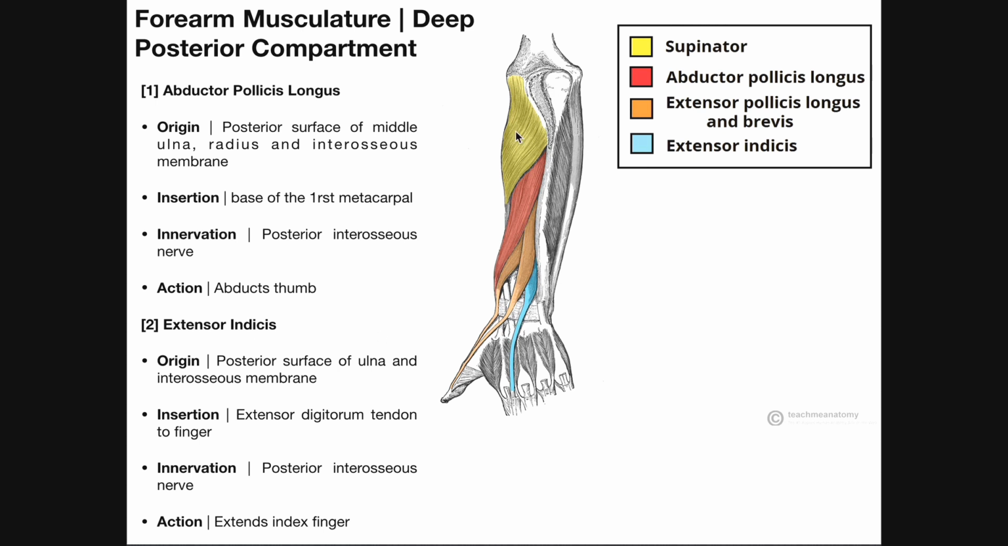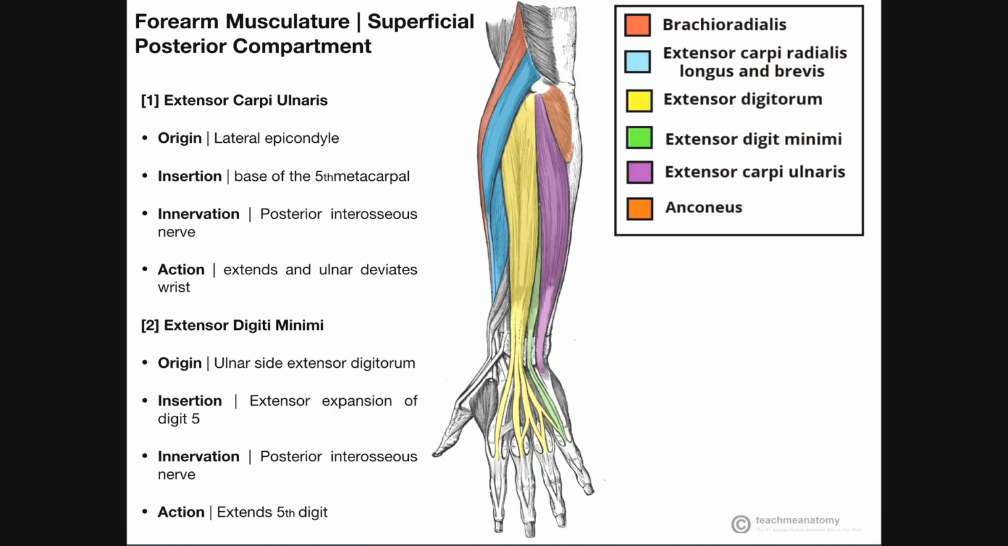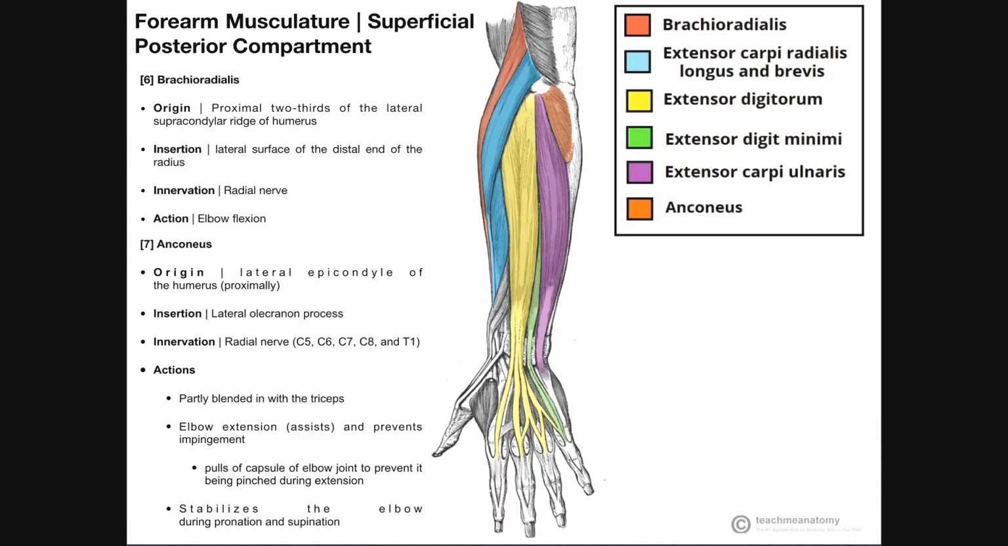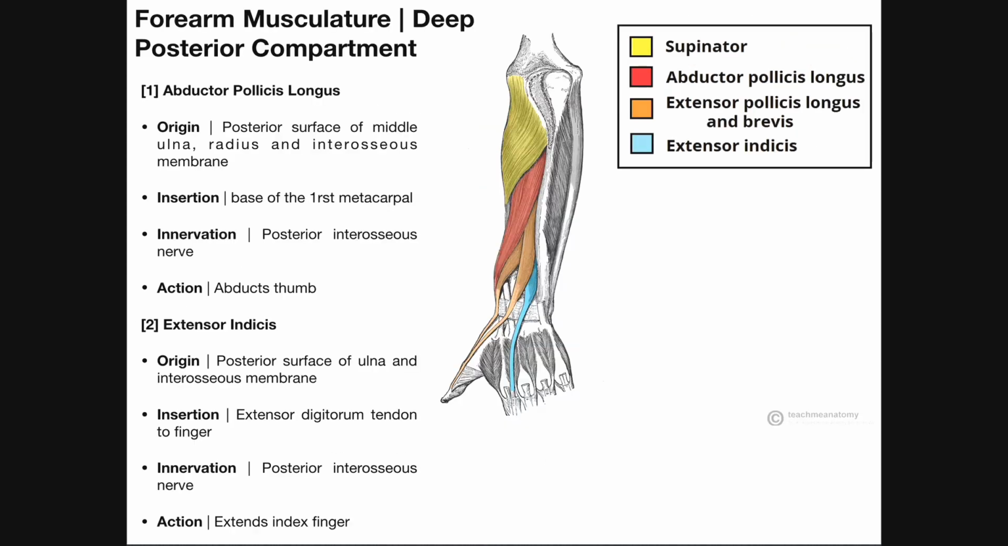So here's the posterior aspect of the forearm. All of these muscles have been removed from the previous video. So now we're looking at the deep layer, and we have 4 or 5 muscles here depending on how you're looking at it. We have supinator, abductor pollicis longus, extensor pollicis longus and brevis. This is really 2 muscles, and then extensor indicus. So the first muscle we'll look at is abductor pollicis longus.